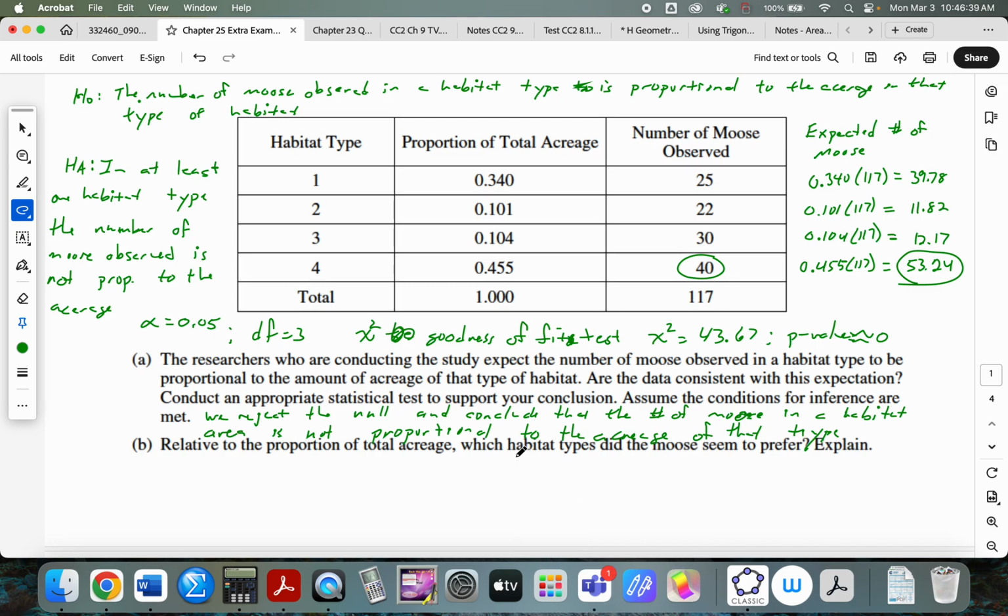Well, it says habitat types, so that says to me that it could be more than one. And which ones did we have more moose than we expected? 2 and 3. A lot more. Double. So in habitat types 2 and 3, because in each of these there were more moose than expected.